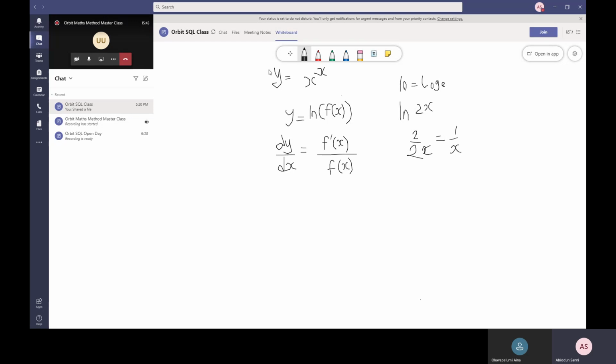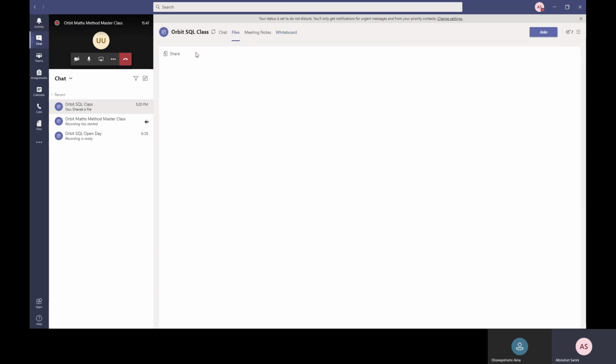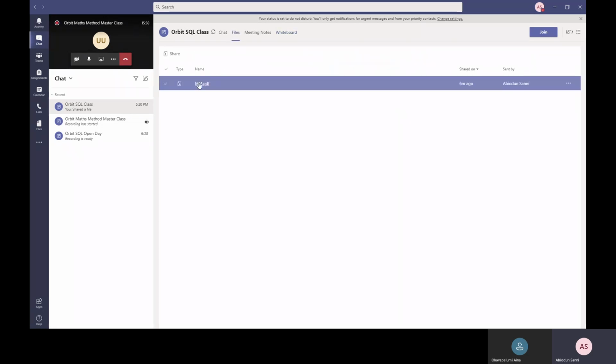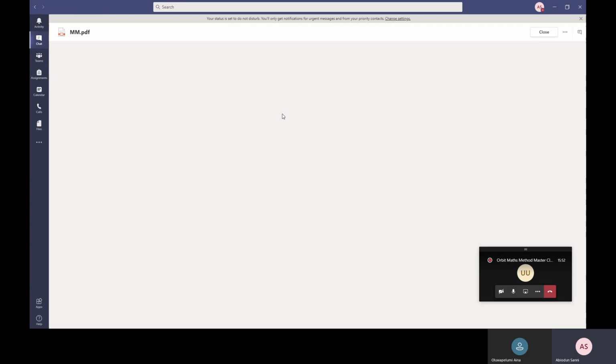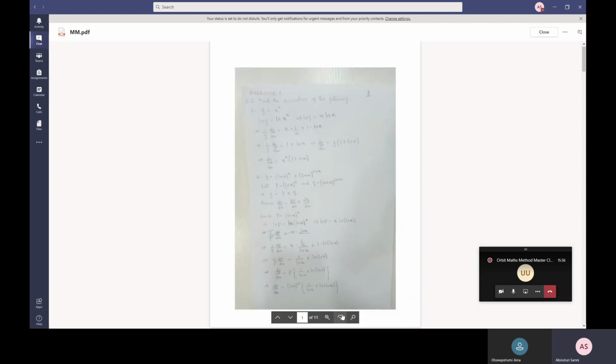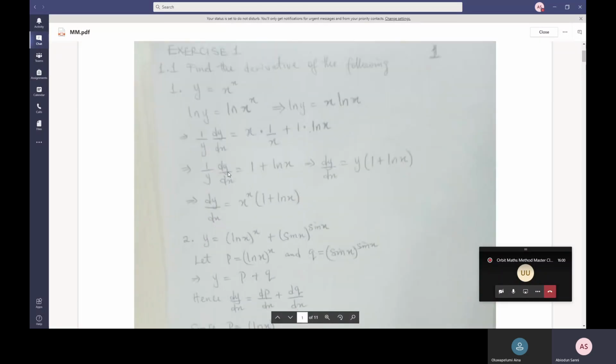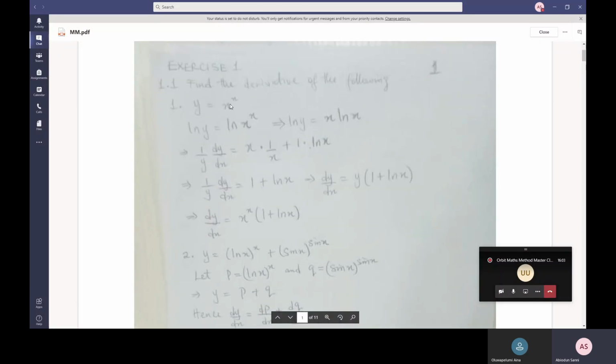Now, okay, let's move on to our file again. Let me move to my file again and try to open it. Let me increase this by 200%. So we cannot find the derivative of x to the power x directly. So what we have to do is, okay, take ln of both sides.